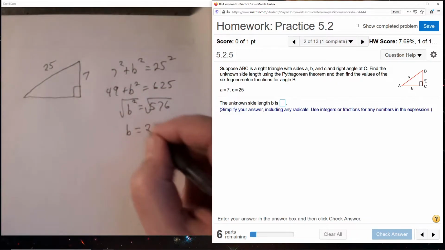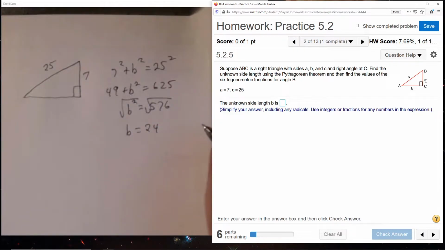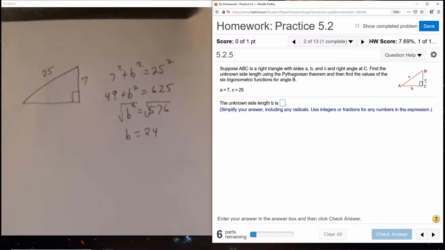And yes, I am using my calculator. So just in case I sound like I'm looking at something, I am. I'm looking at the calculator. So there we go. We got our side B.